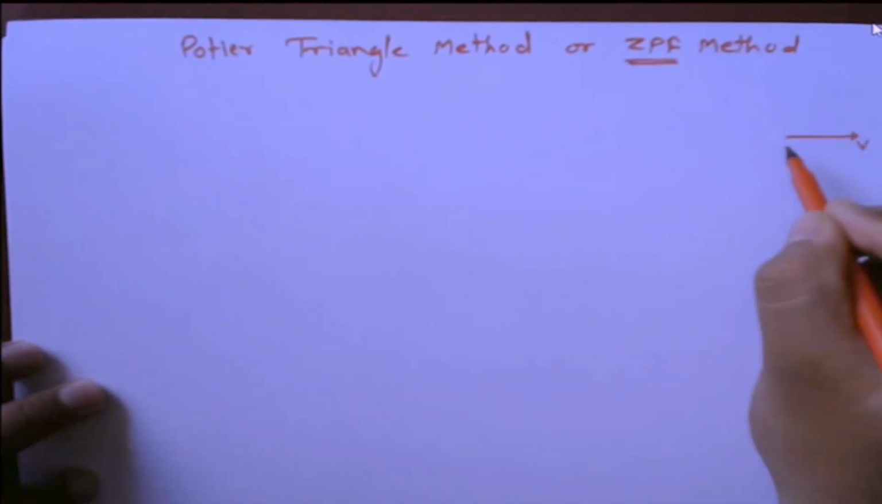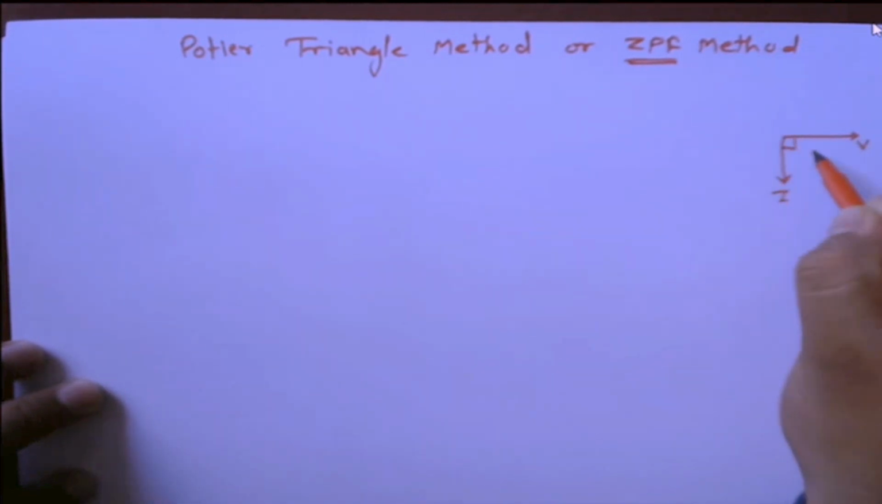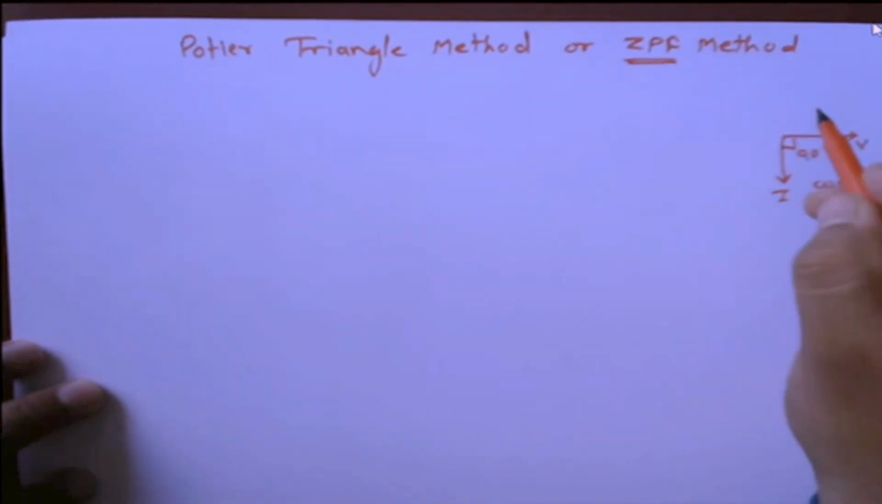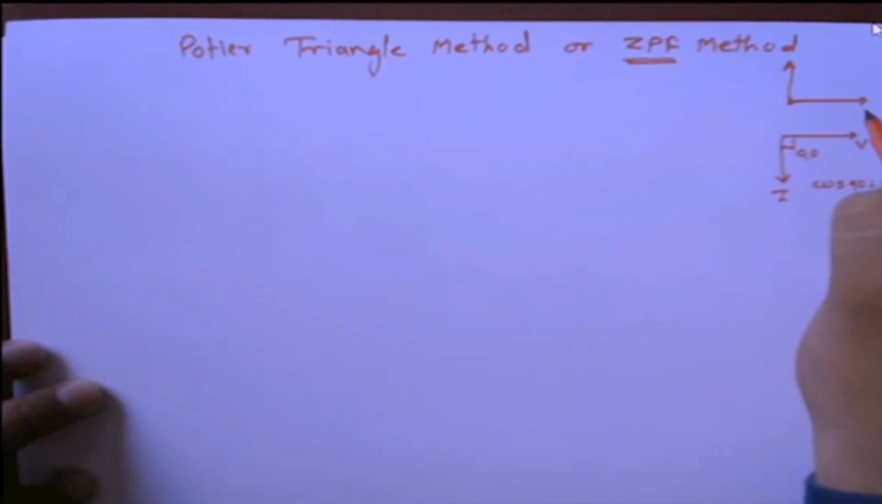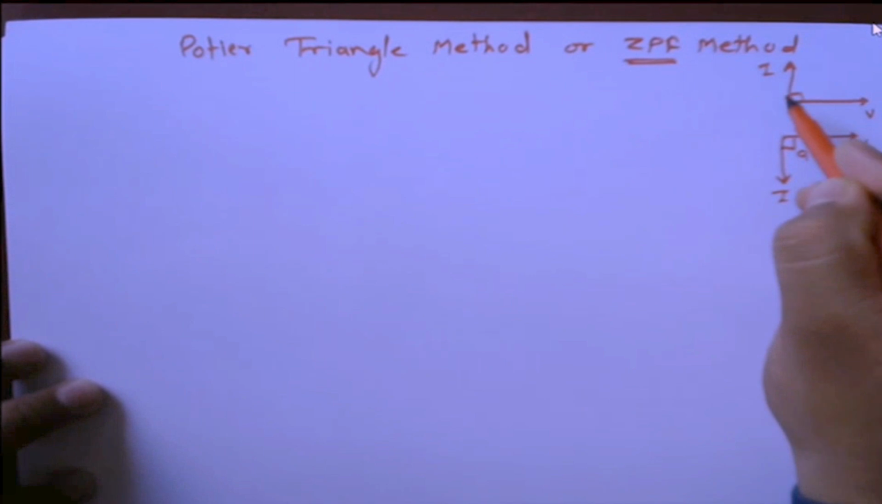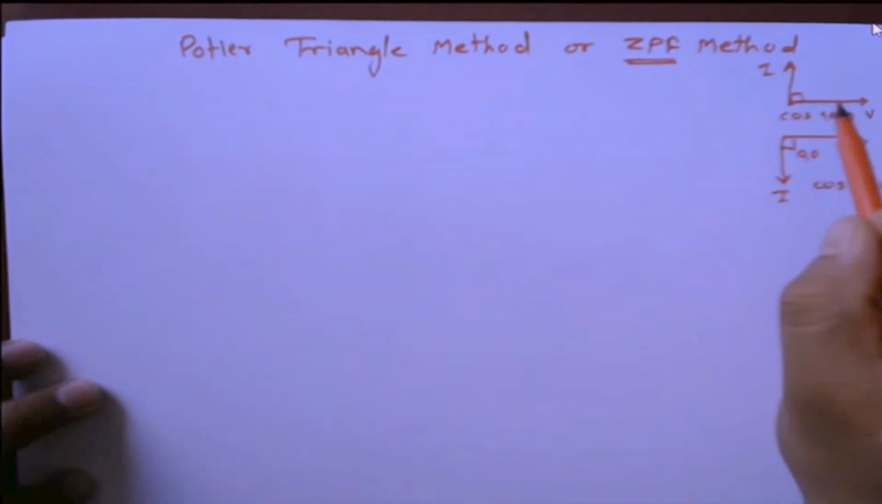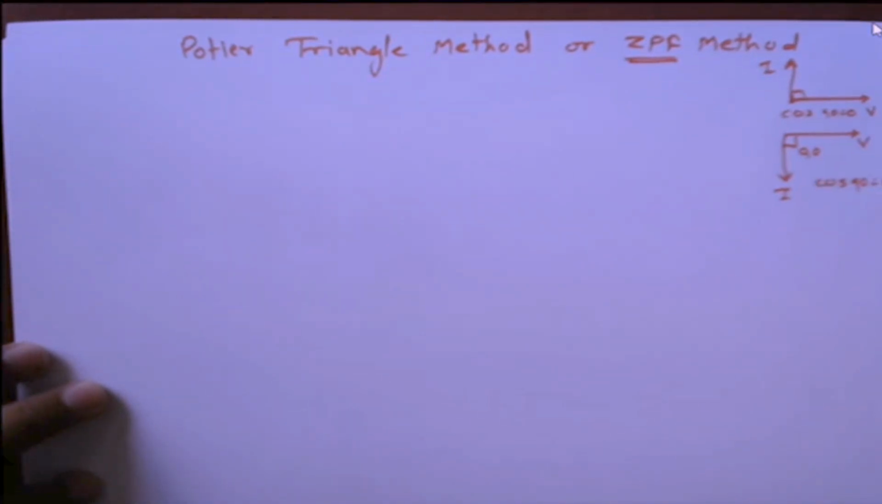See, suppose this is voltage. If current is lagging voltage by 90 degrees, cos of 90 is equal to how much? 0. Or in another case, suppose this is voltage and current is leading this voltage by 90 degrees, then this cos of 90 will be 0. So the power factor is 0 in the case of purely inductive or purely capacitive load.